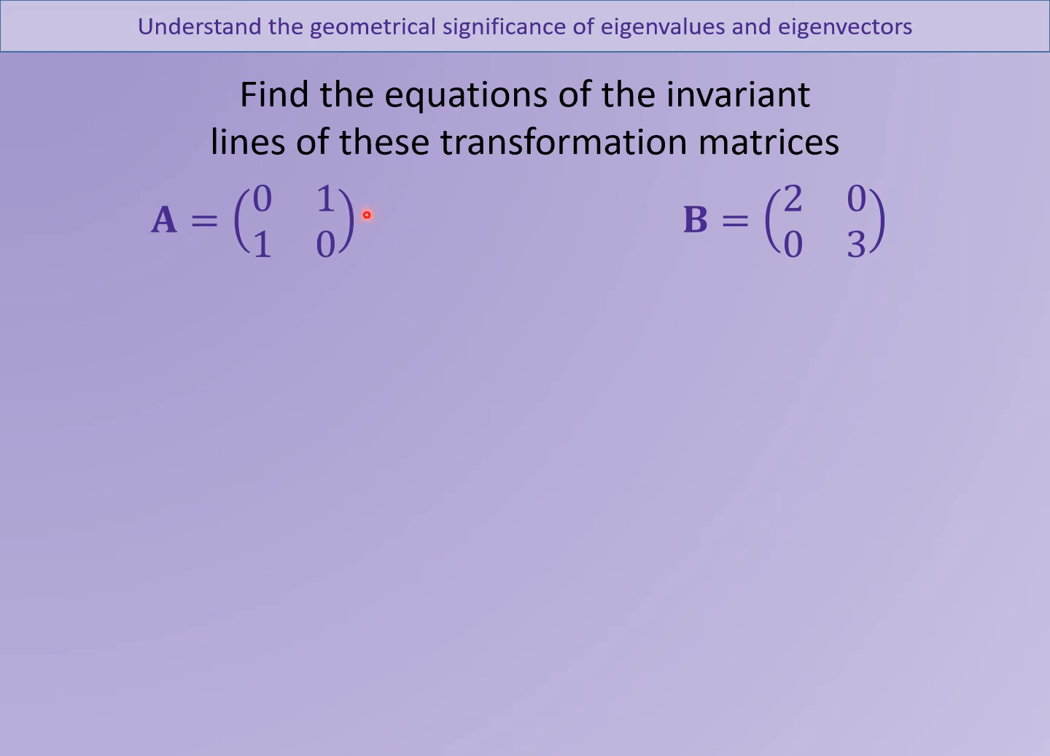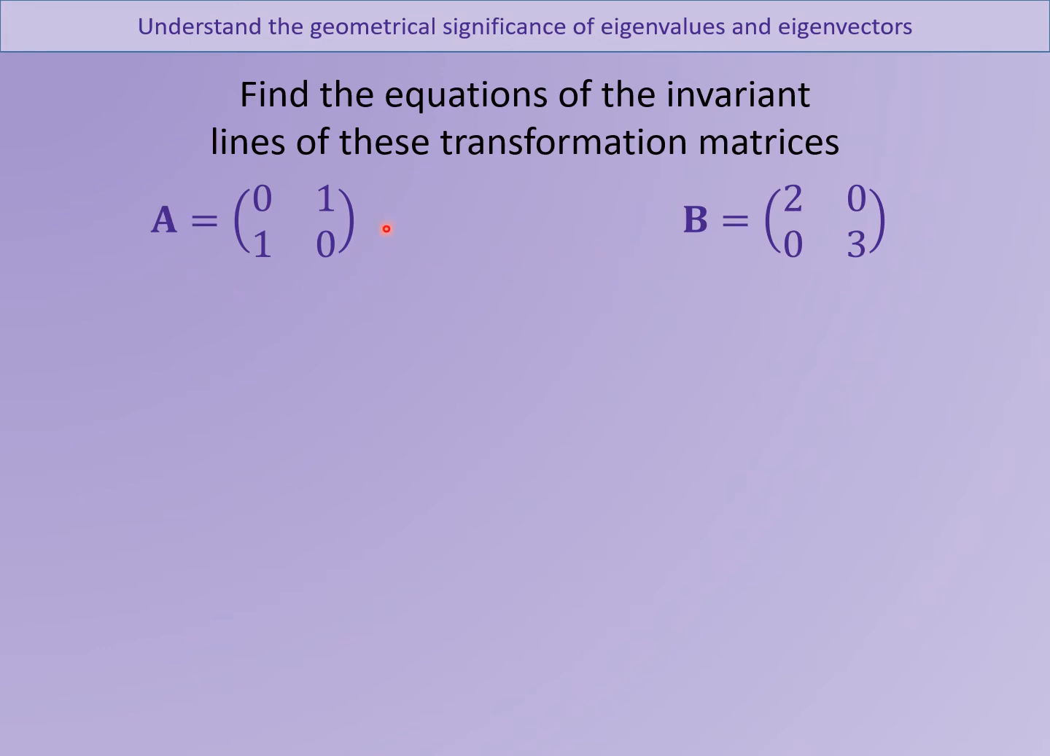Further Maths Year 2, further matrices. Take a look at these two transformation matrices, A and B. What I'd like you to do is find the invariant lines for each of those transformation matrices, so the lines that don't vary under these transformations. I'll just pause and see if you can find those for me. I'll give you the answers in just a minute.